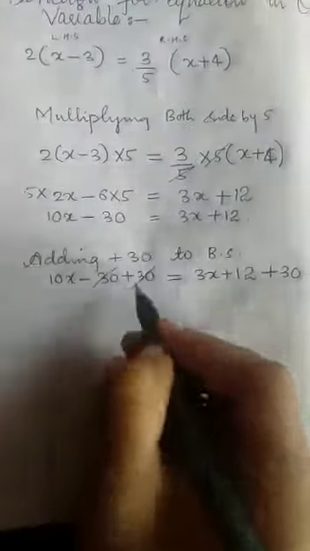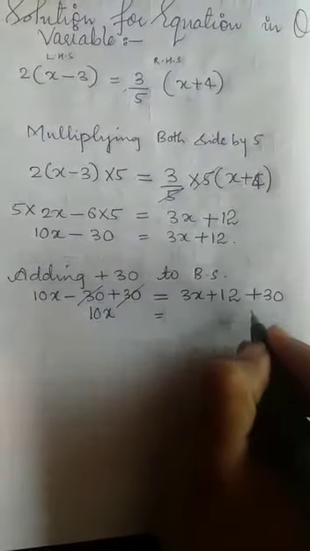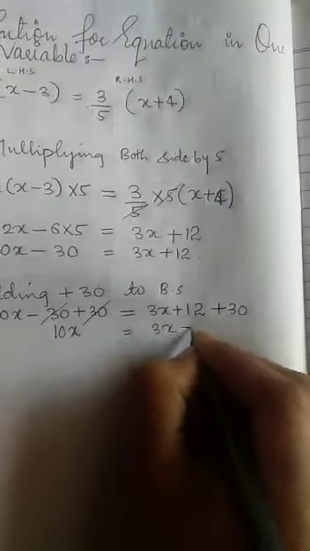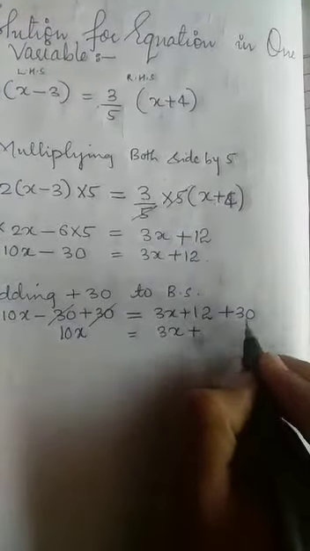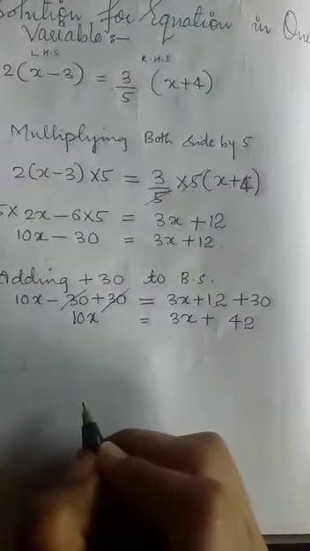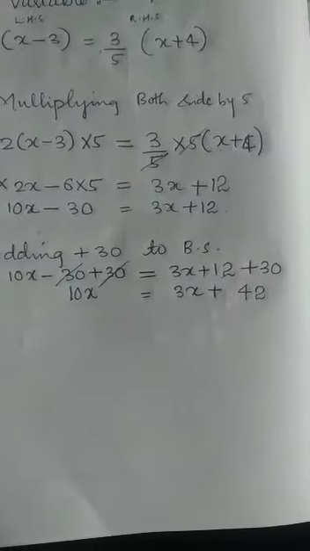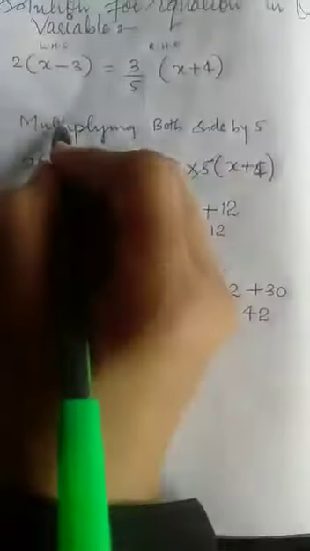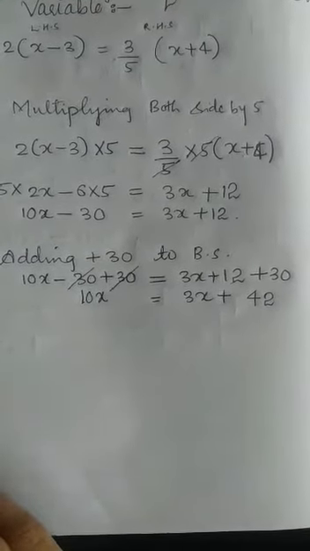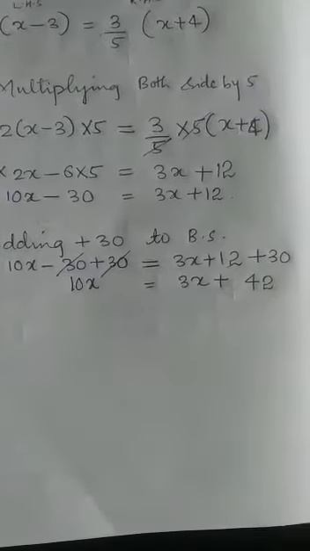Now minus 30 plus 30 gets cancelled. 10x will be as it is, equal to 3x plus 12 plus 30. So 3x will be as it is. We can add these two because these are normal numbers: 12 and 30 is 42. 10x is equal to 3x plus 42. Now tell me, what will be our next step? See, here we have done multiplication, here we have done addition. Now subtraction, because we cannot take division first, since we cannot divide anything here. So we have to take subtraction.